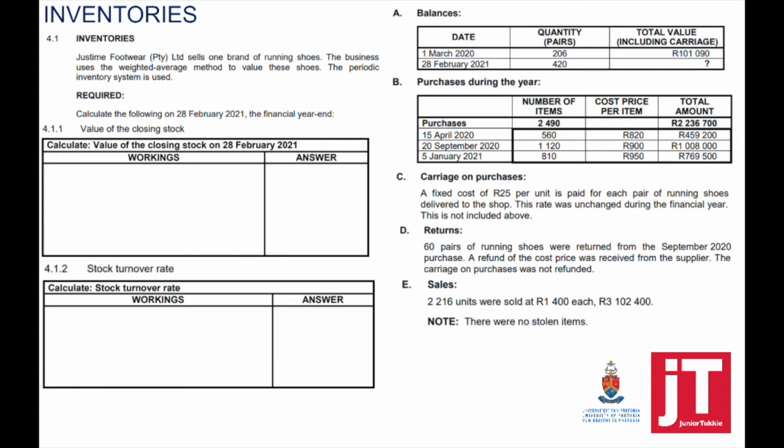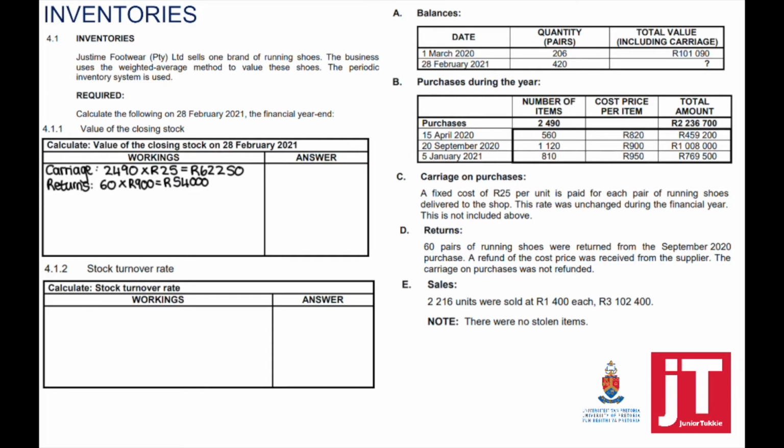So to calculate now the value of our closing stock, I'm going to start by calculating the carriage on purchase. I know that 2,490 items were purchased. The carriage was fixed at 25 Rand per unit, so take 2,490 times 25. To work out my returns, 60 pairs of running shoes were returned from the September 2020 purchases. This means that the cost was 900 times 60 is 54,000.